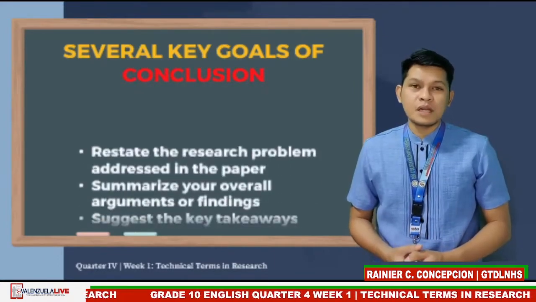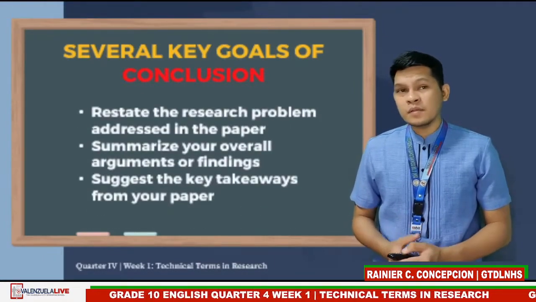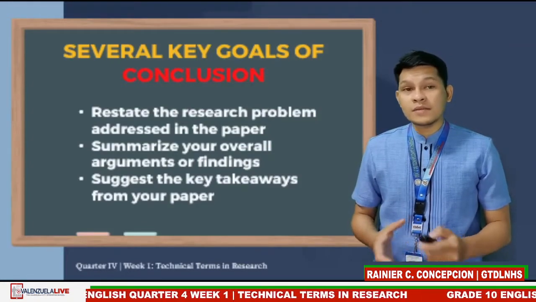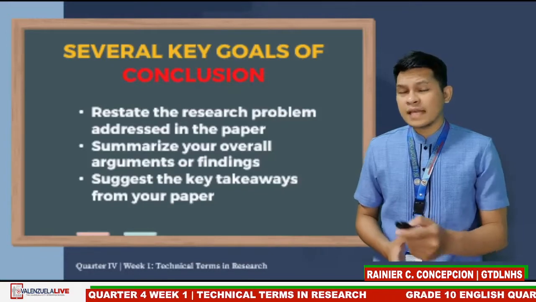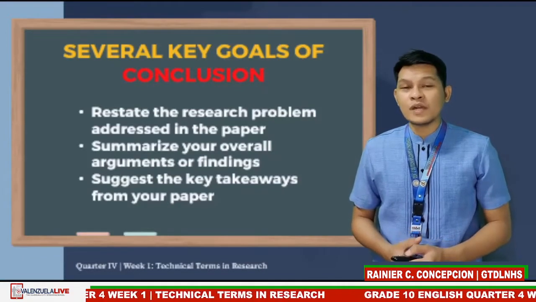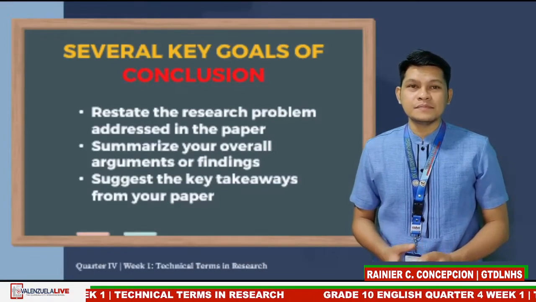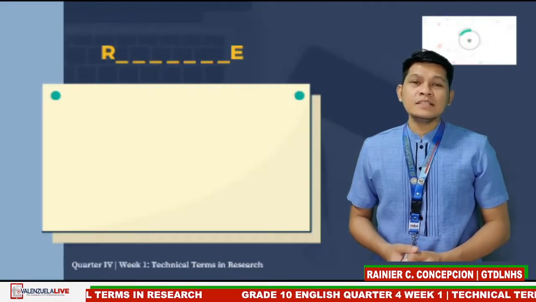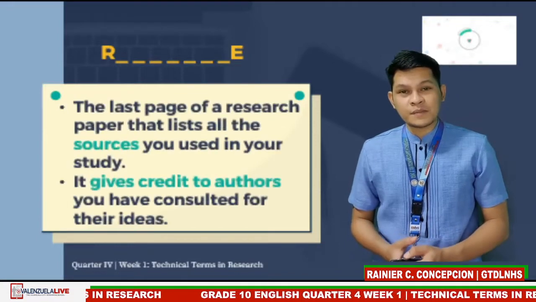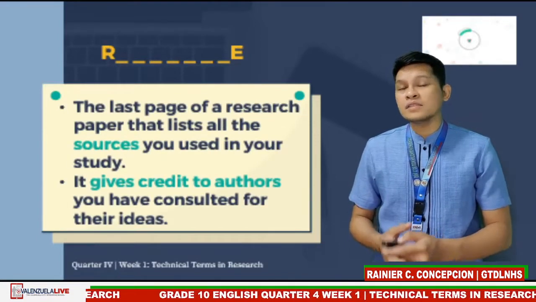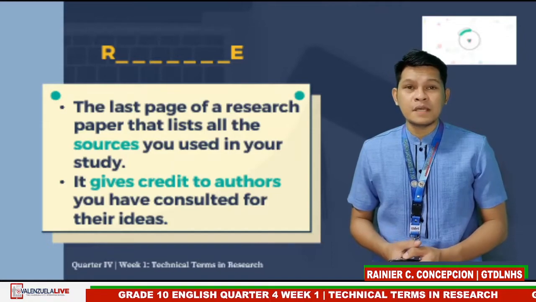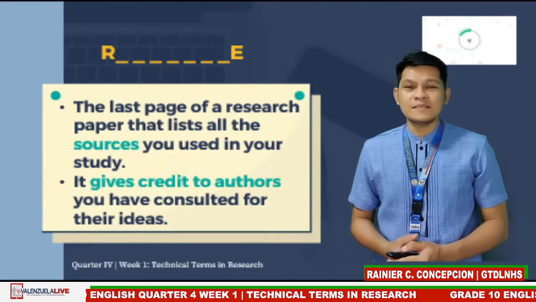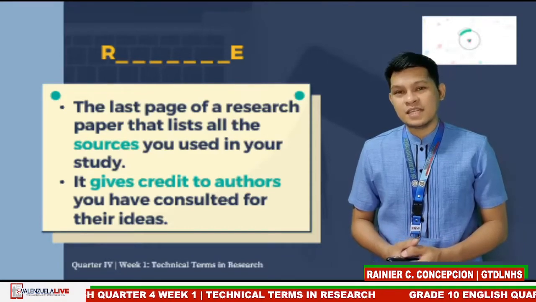Take note of these several key goals of conclusion. First, restate the research problem addressed in the paper. Second, summarize your overall arguments or findings. And lastly, suggest the key takeaways from your paper. We're now down to our second to the last term. It is the last page of a research paper that lists all the sources you used in your study. It gives credit to authors you have consulted for their ideas. 5 seconds to key in your answer.